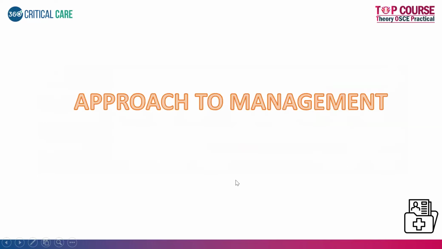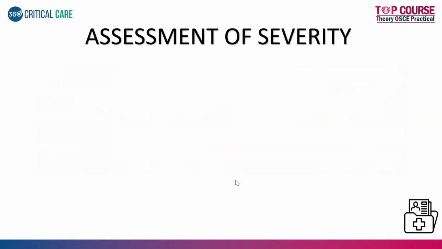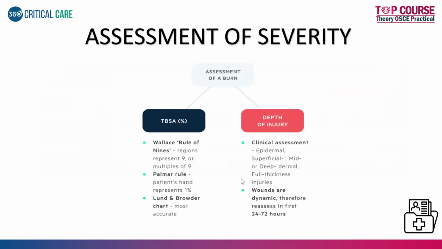Coming to the management. How do we manage a patient with burns? Firstly, we need to assess the severity of burns. I earlier told you in classification, we spoke about etiology. Then we also spoke about the severity of burns as one of the types of classification. Usually by Wallace's rule of 9, Lund and Browder chart or Palmer rule, we can assess the percentage area of the body involved in the burns. The other way you can do it is by the depth of injury, whether it is superficial, that is the epidermal layer, or involves the dermis, or is a full thickness burn.